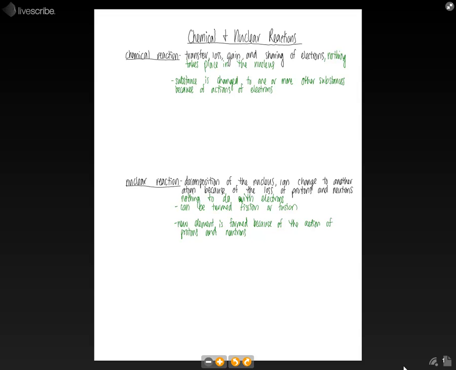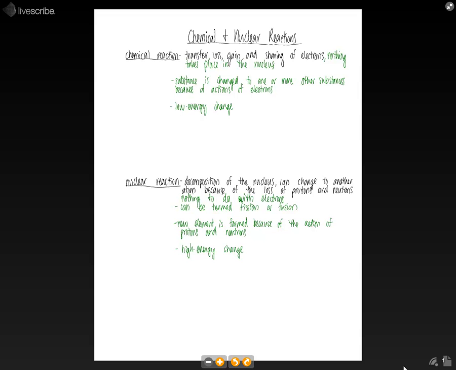And then finally, a chemical reaction we would call a low energy reaction change, whereas a nuclear reaction is a high energy change. So these are some of the main differences between a chemical and nuclear reaction.